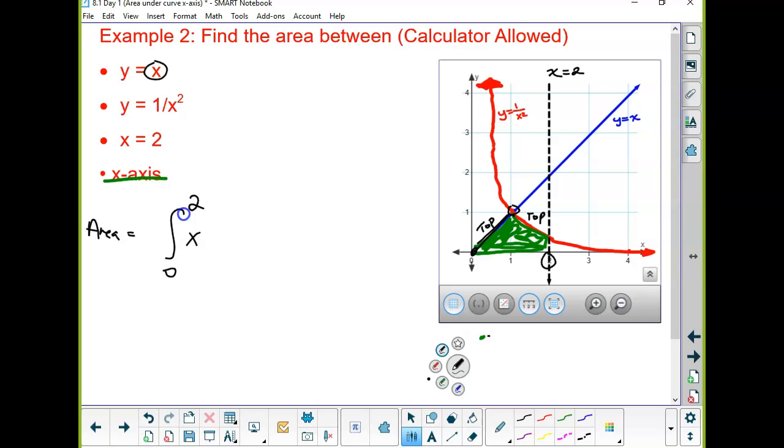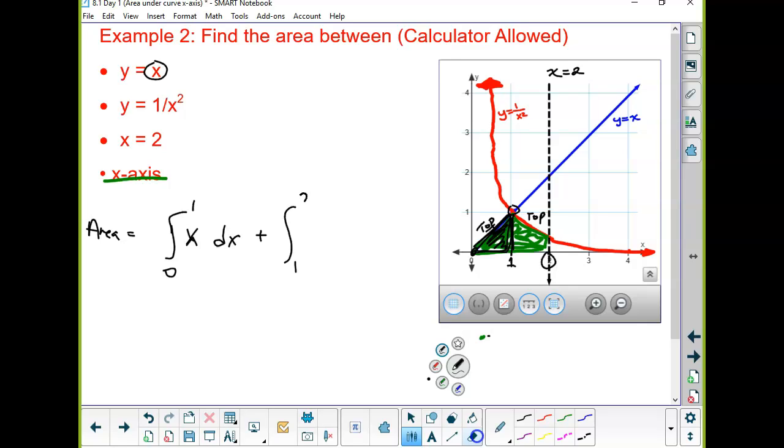So what I need to do is split this up. And I need to split it up not from 0 to 2, but from 0 to 1 first. So I need to find this area first, from 0 to 1, with the top, which is just x. Now notice, that's just a regular integral, right? That doesn't have a bottom, or the bottom is the x-axis, so we can just leave it right there.